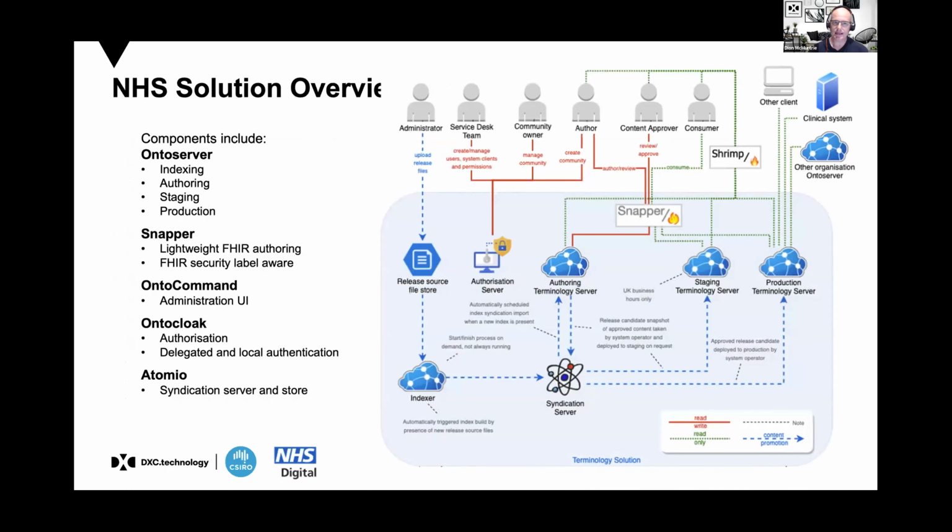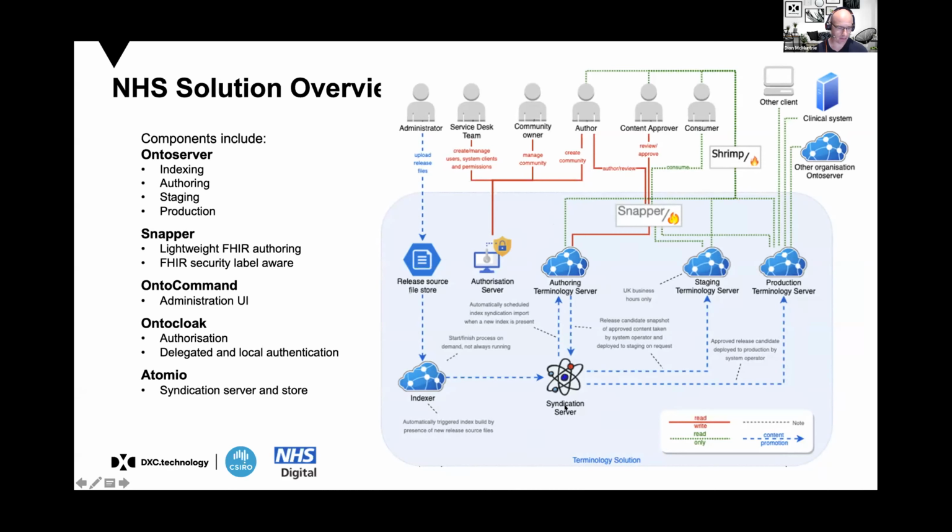Again, this is a rough solution overview diagram of what the NHS Digital solution looks like, and in fact what others can call off if they want, or can call off parts of this overall solution. It doesn't have to be all of these pieces, but the idea is NHS Digital is actually running 3, in fact 4 Onto server instances. One read-write aimed at authoring content and managing community collaboration through the authorization server.